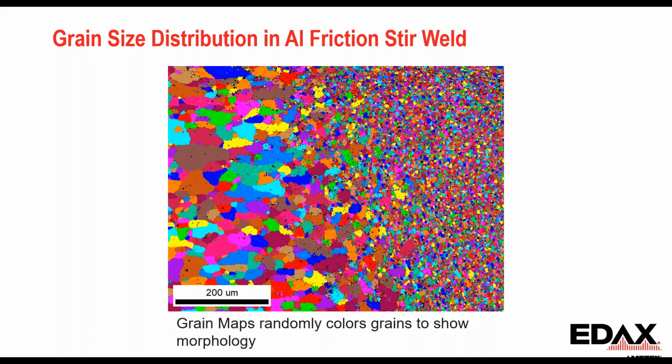If we look at the grain map, when I show the grain map, these grains are randomly colored to show the morphology, and we can see that there's the smaller grains and the larger grains. And we can then plot out the grain size distribution from something like that.